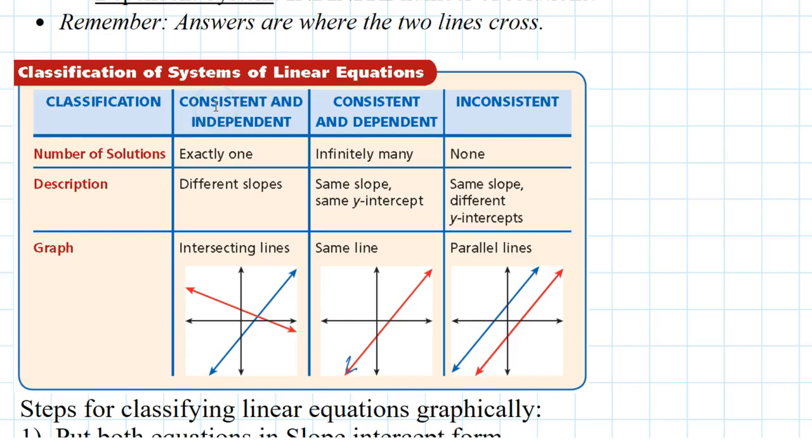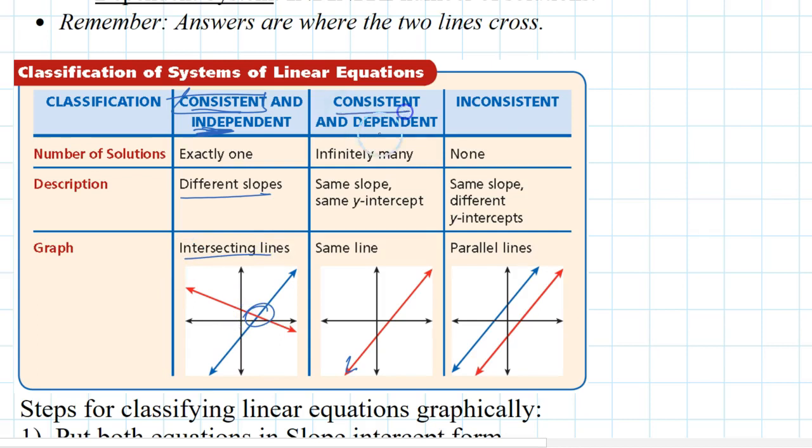Let's take a closer look at the different types of special systems. A consistent and independent system means that the lines are independent, they're going whichever way they want, but they are consistent, they only cross once. So they have different slopes and they're intersecting. There you go, there's your answer where they touch.